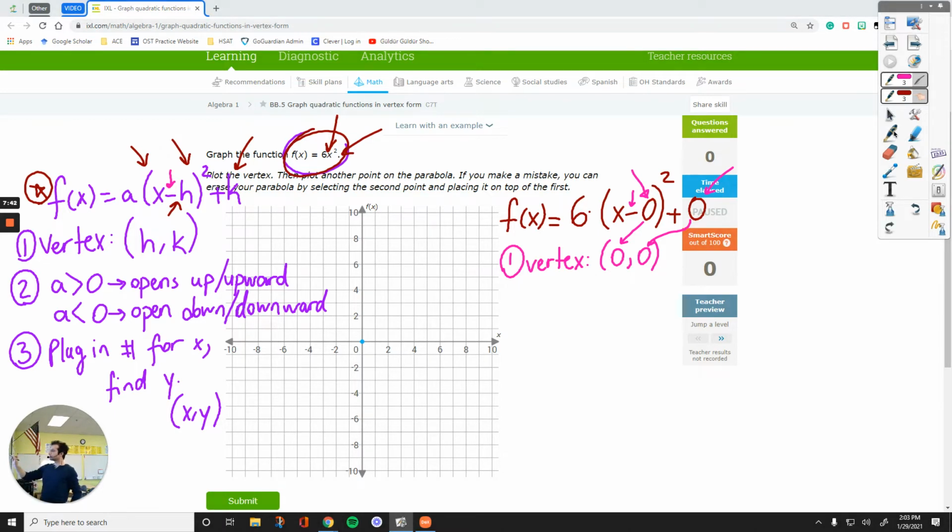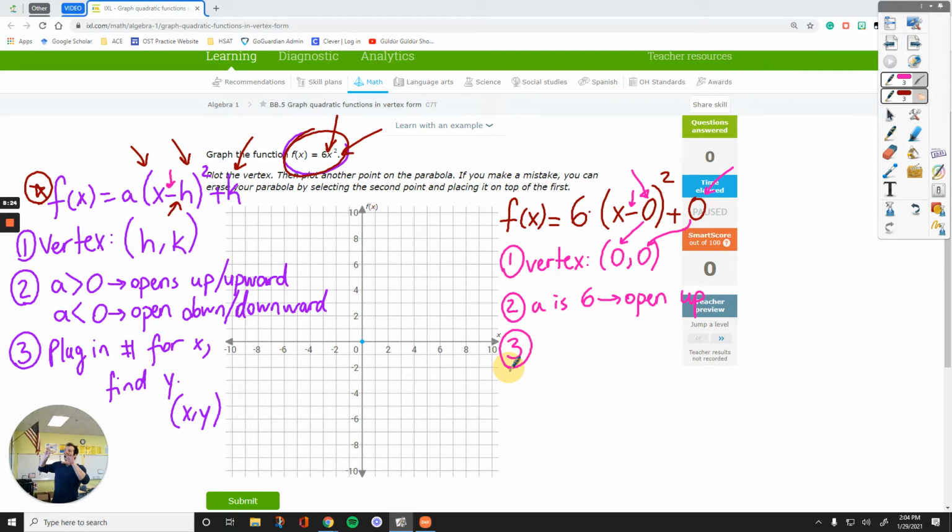Now step 2. Let's skip that and see if we can figure out. Let's not skip it. A is 6. That means it's a positive number. The graph is going to open up. I'm not sure if IXL is going to graph the curve as it's going to open up. Actually, it should, because once we have our second point, the only way to connect those points is going to be drawing a curve that is upward. So the third step is plugging a number for x and then solve the function for y.